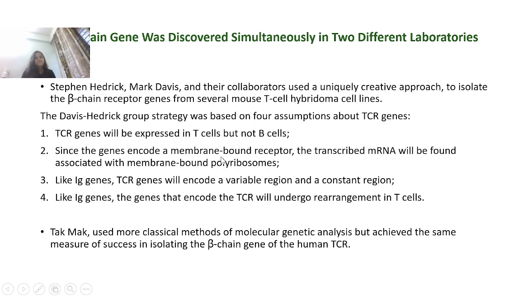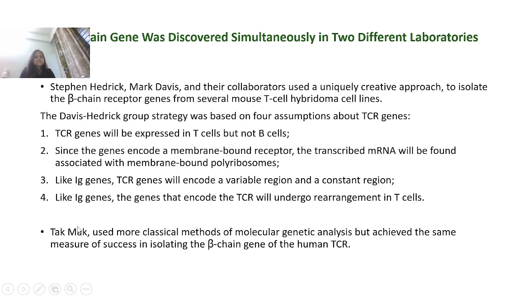During translation, there will be a large number of ribosomes which will form a complex, and since TCR will not be secreted, unlike BCRs which will form the antibodies, after the transcription the mRNA will be found with the membrane-bound polyribosomes. Then, like the immunoglobulin genes, the TCR genes will also have a variable as well as constant region, and the genes that encode the TCR will undergo rearrangement like that of the BCRs.